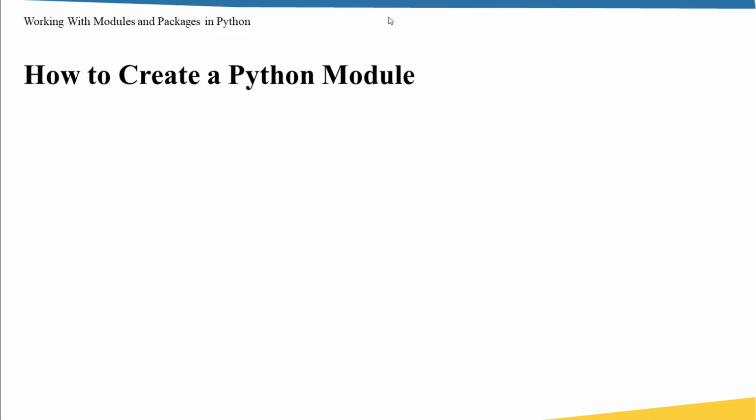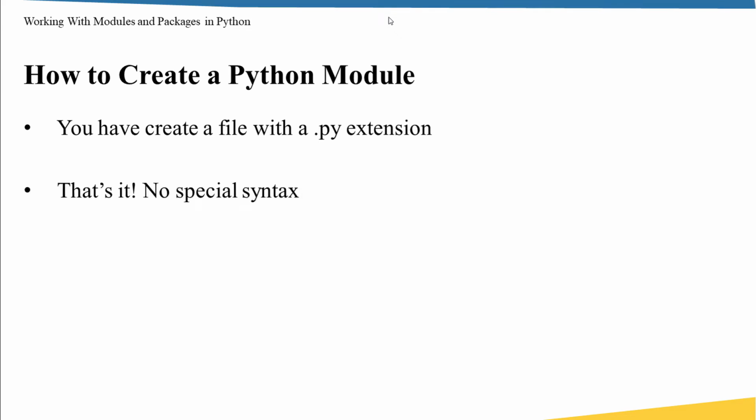First of all, let's start talking about how to create a Python module. In order to do that, you have to create a Python file with .py extension. That's it, no special syntax. And I guess if you attend this course, you already have done this multiple times. So again, a module is just a file with .py extension.